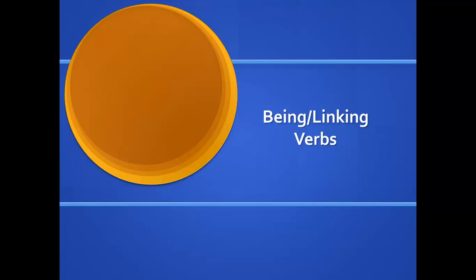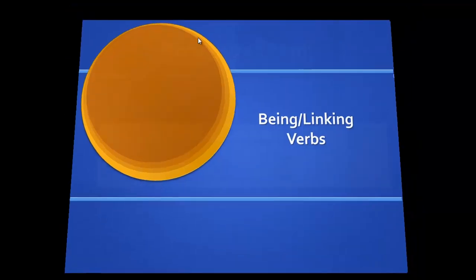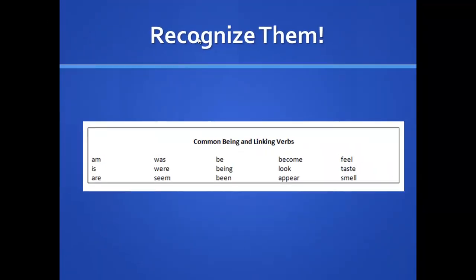This video is going to review being and linking verbs, along with predicate nouns and predicate adjectives. First of all, it's important that you recognize the common being and linking verbs. Make a note of this chart and make sure that you begin to learn these words. Am, is, are, was, were, seem, be, being, been, become, look, appear, feel, taste, and smell.